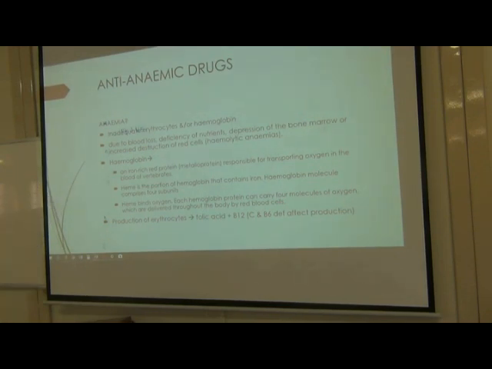Or we said red blood cells are made in the bone marrow. If there is a depression of the bone marrow, the individual can also become anemic. Or increased destruction of red cells, which is called hemolytic anemia. Some conditions will cause red blood cells to be destroyed in the body, like sickle cell anemia. So sickle cell causes damage to red blood cells.